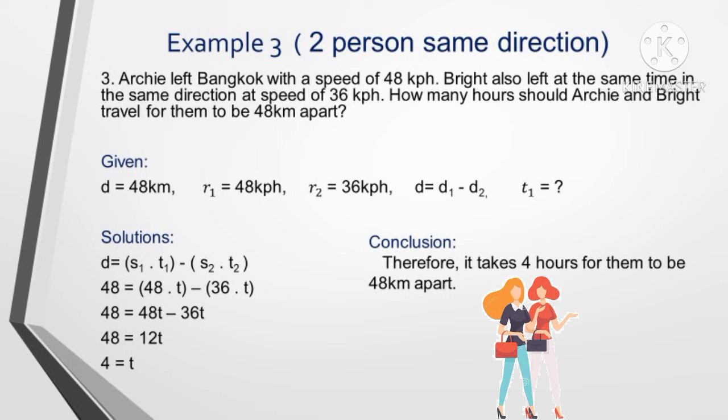So here are the given. D equals 48 kilometers. And then rate 1 or R1 equals 48 kilometers per hour. R2 or rate 2 equals 36 kilometers per hour. So D stands for distance, distance 1 minus distance 2. So yung hinahanap natin is T1, which is the time.